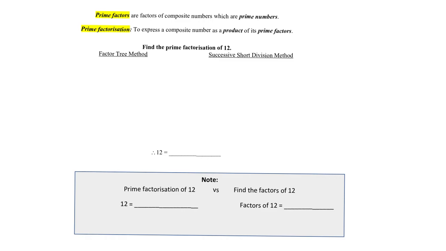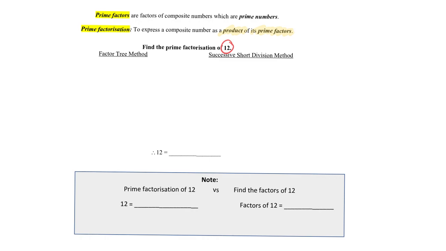Prime factors are factors of composite numbers which are prime numbers. And prime factorization means that we are going to express a composite number as a product of its prime factors. That means all the prime factors, we are going to put it as prime numbers. So find the prime factorization of this number 12.